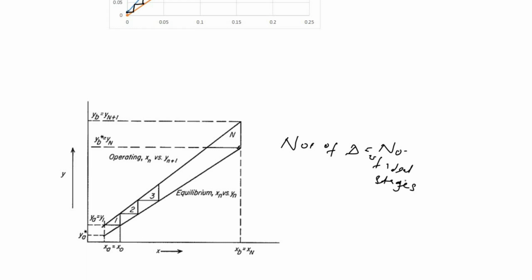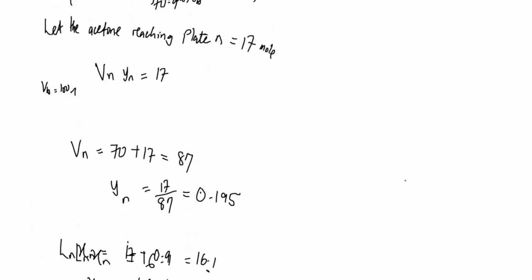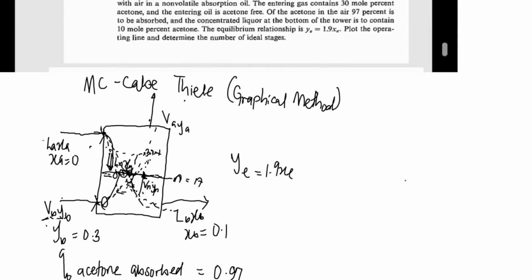So that's all for solving the number of ideal stages using the graphical method, or the McCabe-Thiele method.